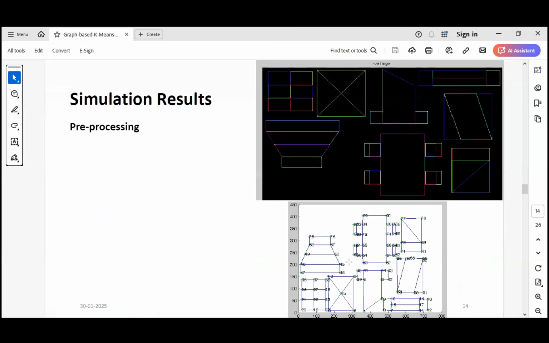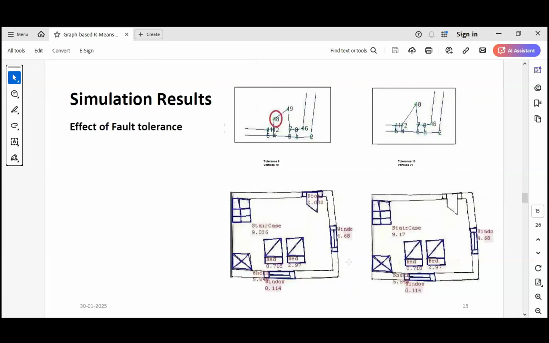This is the pre-processing of a given input image, where endpoints, corners, junctions, and vertices are identified, region adjacency is identified, and then the region adjacency graph is created and stored in the database. So this is the result of pre-processing. These are the effects of identification of a symbol in a given hand-drawn image.